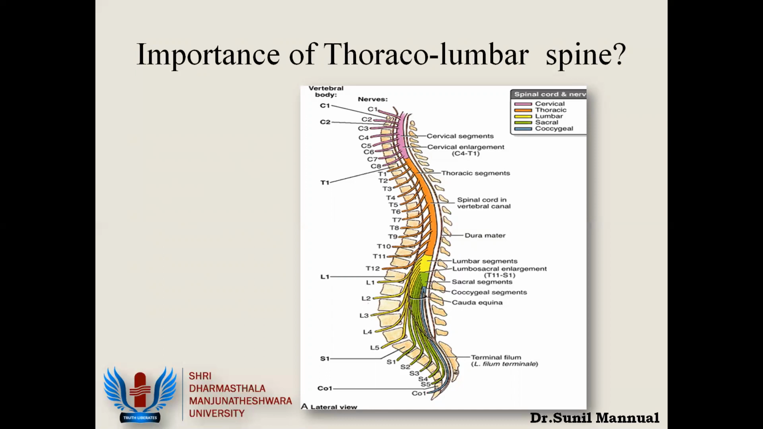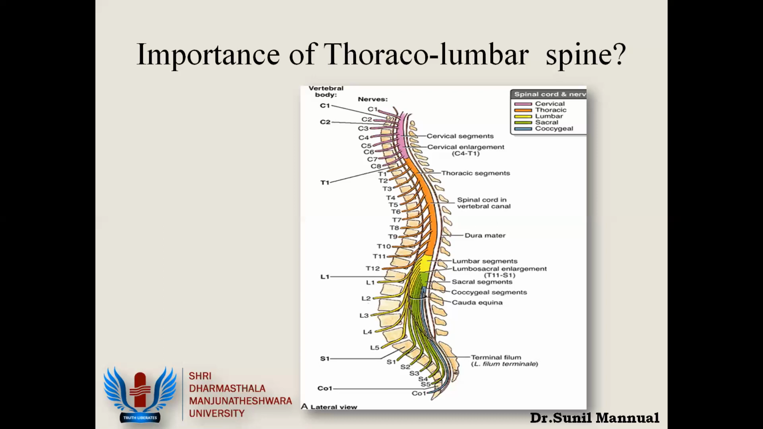But T11, T12, and L1 are intimately related to the lumbar segments as well as to the sacral segments. And these lumbar and sacral segments are the ones giving the entire motor power and the sensory supply to the lower limb, along with the innervation to the sphincters. So if there's any involvement of the sacral segments, you will also have a severe involvement of the sphincters, which can lead to urinary and fecal incontinence.